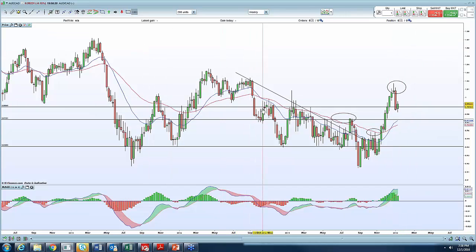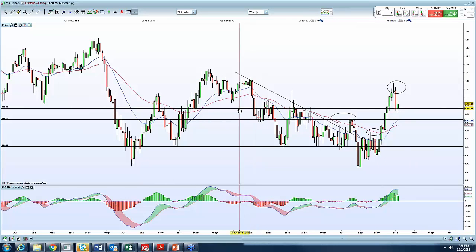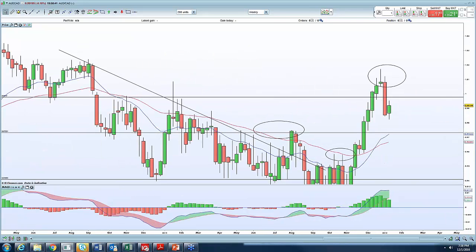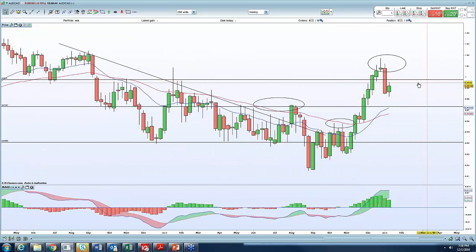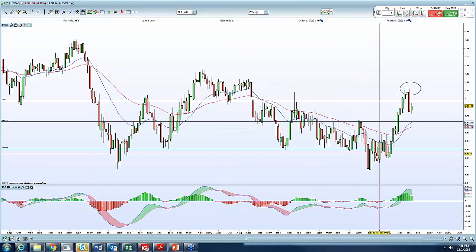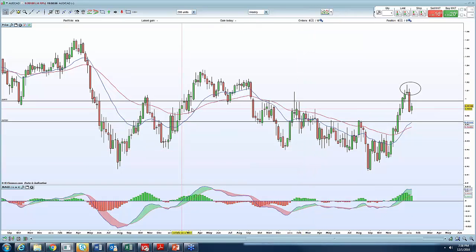Let me see whether I can draw any form of support. Okay, so let me just delete some. So Aussie CAD weekly definitely has reversed to the upside. Now for the upside to continue, the key level to watch is near parity, $1 here. Let me just delete some lines so you won't get confused. Not surprisingly, look at this. All these are near the $1 level.